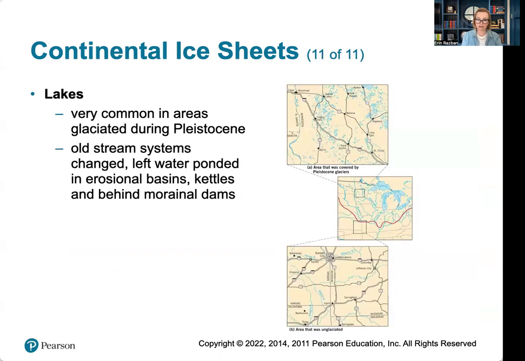Finally, lakes are extremely common in these landscapes, with old stream systems obliterated and water remaining ponded in countless erosional basins and kettles. Formerly glaciated regions often contained thousands of lakes. Minnesota, the land of 10,000 lakes, owes its watery landscape to the effects of continental ice sheets that retreated roughly 12,000 years ago.